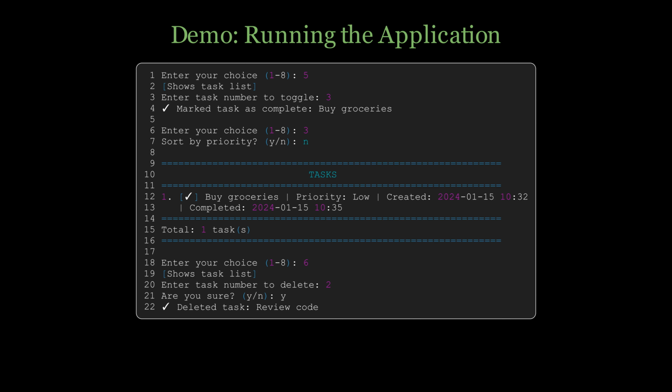Then we view complete tasks only by choosing option 3. We see just the one completed task, now showing the checkmark symbol and the completion timestamp.